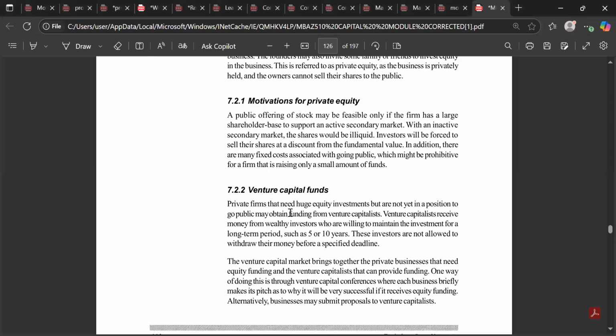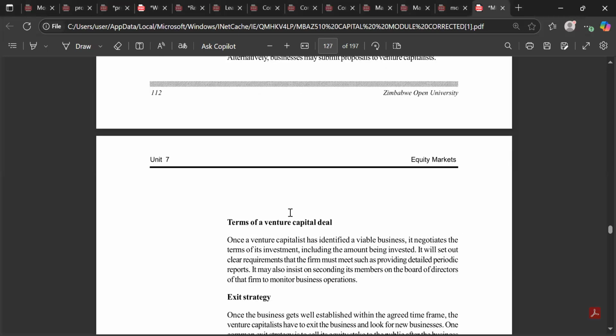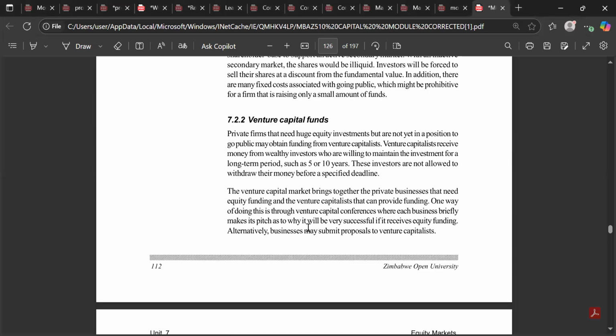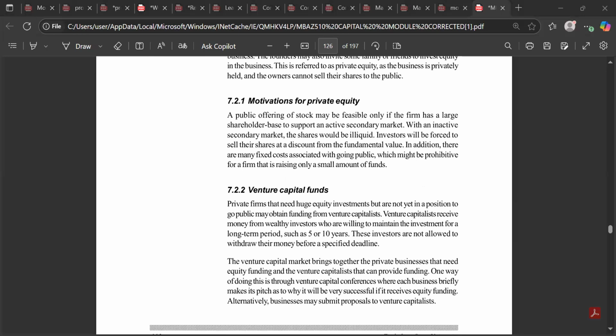Now, let's get into venture capital. What is venture capital? Venture capital is simply another form of private equity. It's funding provided to startups with high growth potential in exchange for equity.